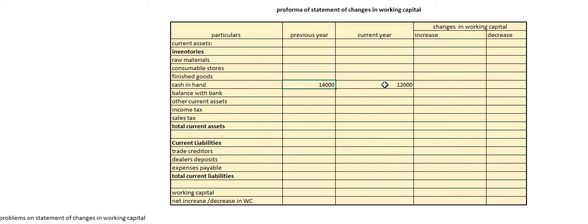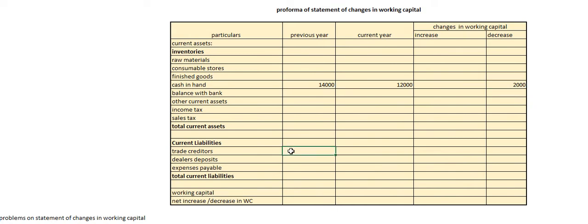So according to the logic which I told you earlier, when the current asset increases, your working capital increases. When the current asset decreases, your working capital decreases. So 14,000 minus 12,000, which is 2,000, is a decrease. So you'll put it in your decrease column because it is a current asset. When current asset increases, you'll put it in your increase column. When current asset decreases, you'll put it in your decrease column.